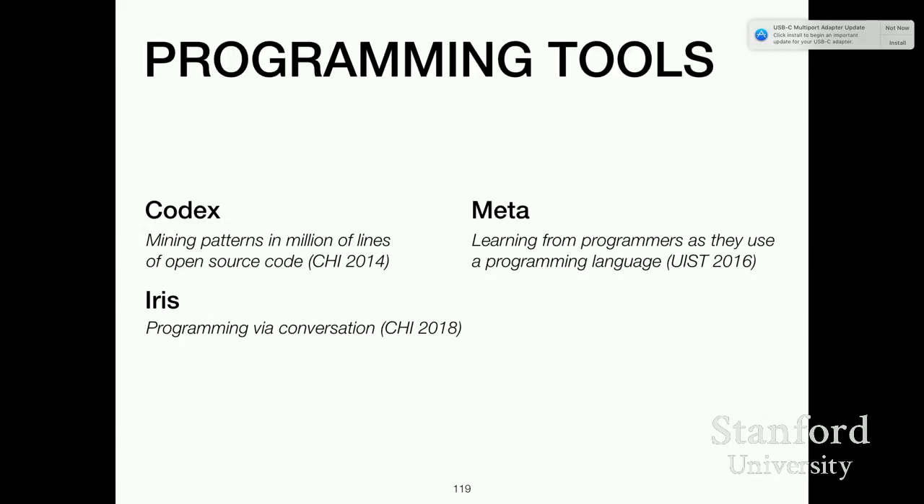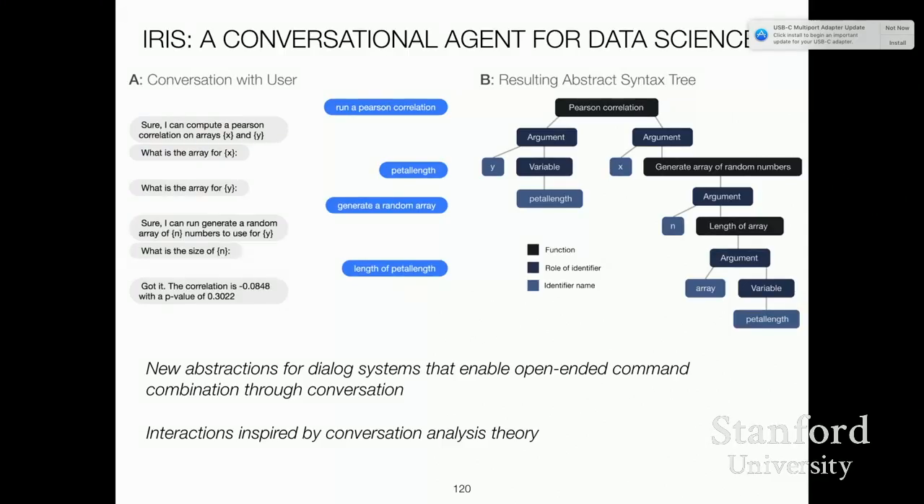And similarly, as I showed you with Iris, how can we think about new ways of interacting with programming languages? So I just wanted to spend a little more time on Iris. As you saw in the demo, Iris is a conversational agent that enables complex data analysis. But it's really driven by two high-level ideas. The first is an idea from sociolinguistic theory of conversation analysis that looks at how humans communicate through back and forth conversation to express complex ideas.